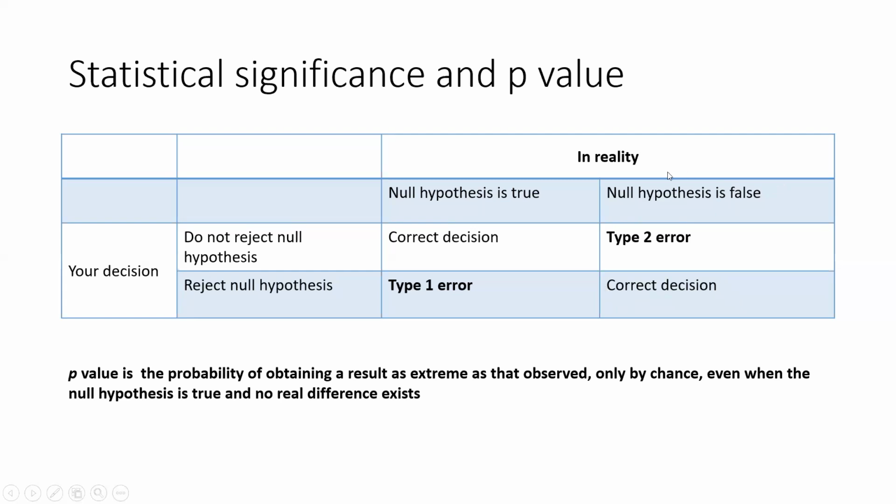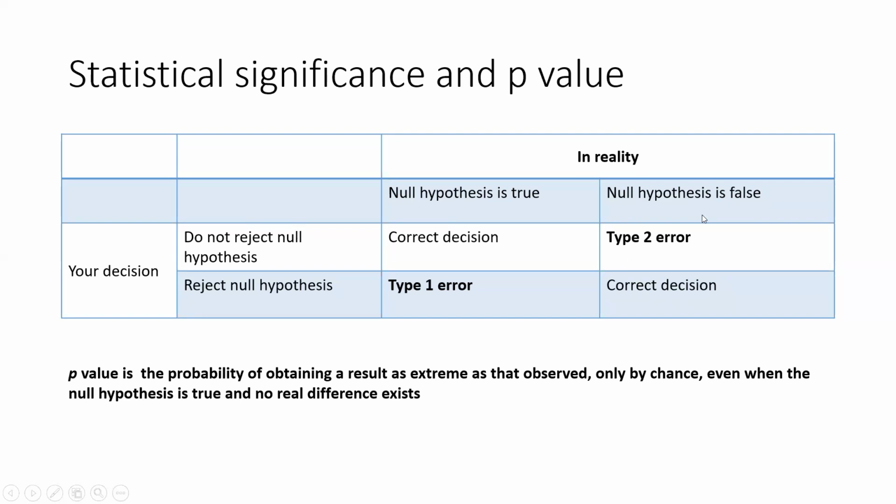Then think about this: the null hypothesis is false, but in our study we do not reject the null hypothesis. That means there is an association, but we say there is no association. Actually, there is an association, we say there is no association, so it will be an error.